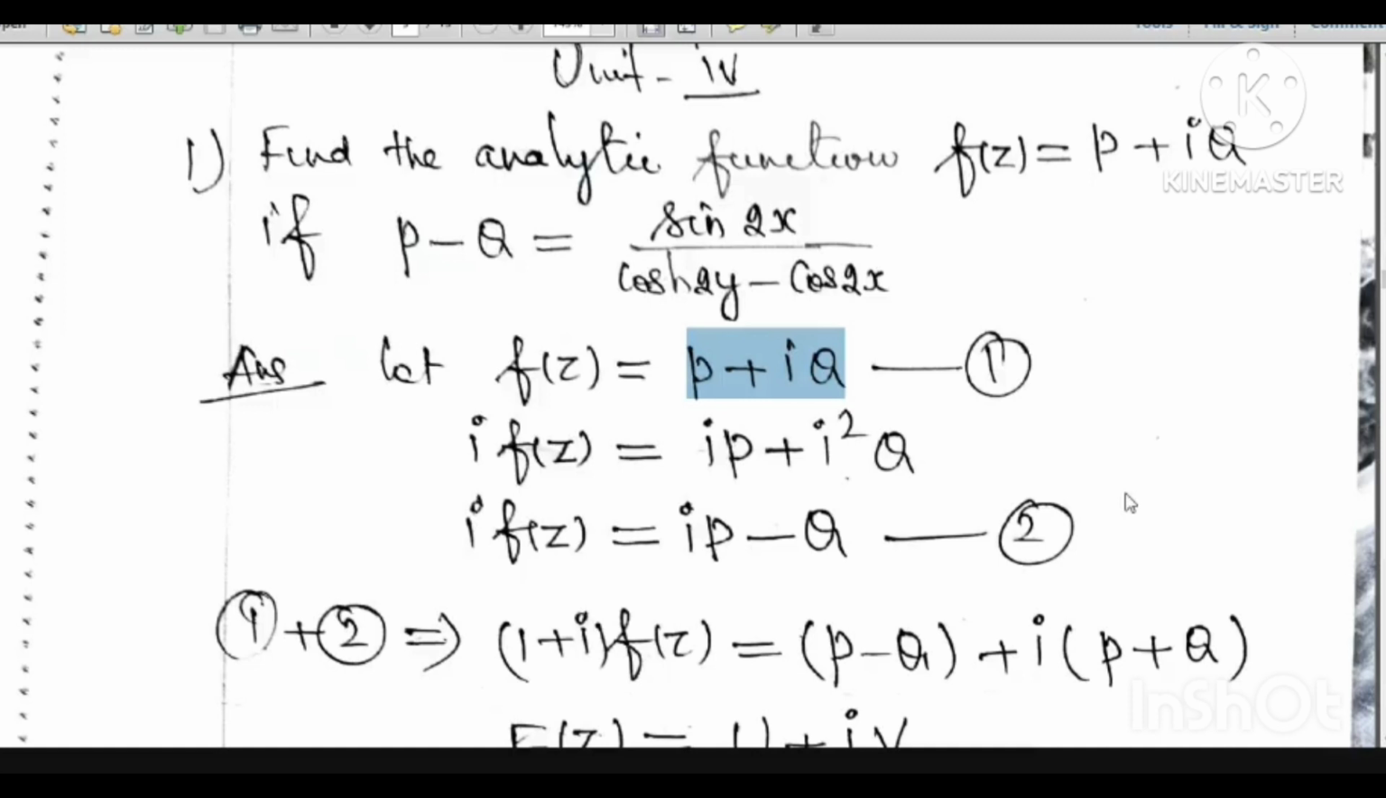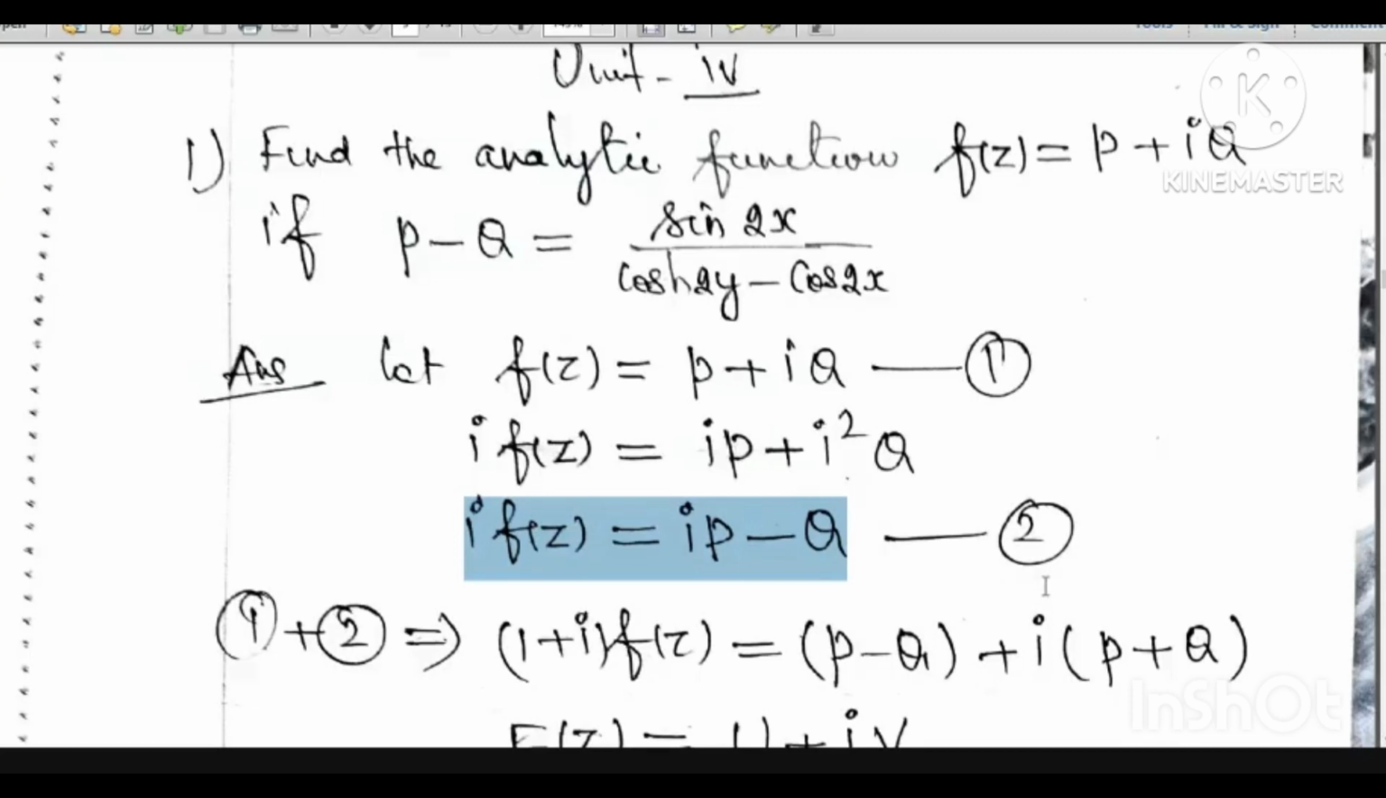I'm multiplying f of z with i. So i into f of z. Left hand side i into f of z. Right hand side also you have to multiply with i. So i into p plus i square into q. So i into f of z is equal to ip. i square is minus 1. So minus q.